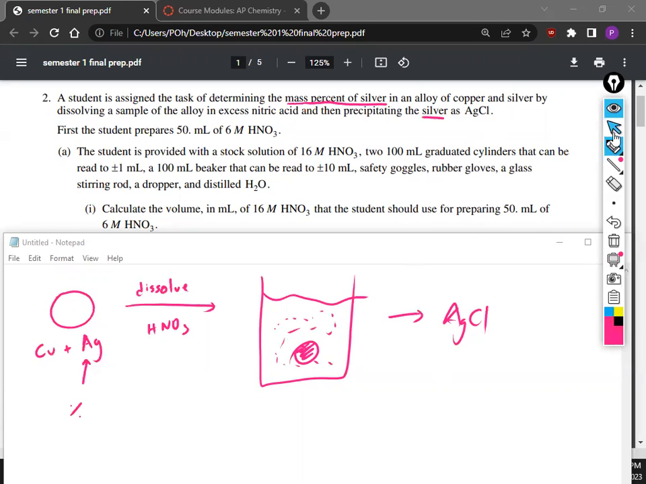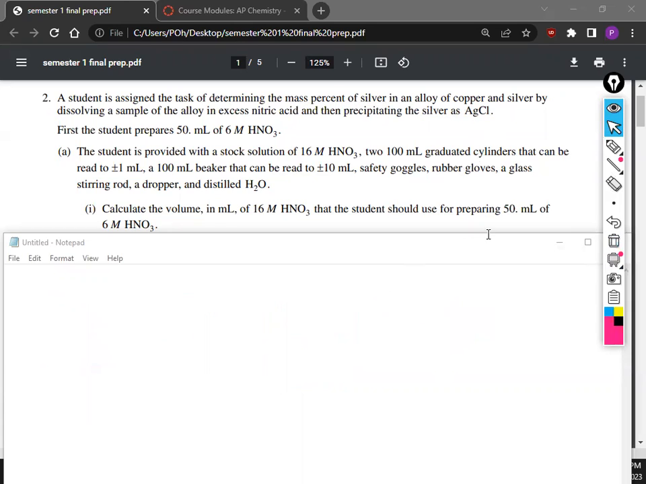Okay. So what the student has to do first is prepare 50 milliliters of a 6 molar HNO3 nitric acid solution. Now, this is where part A comes in. The student is provided with a stock solution of 16 molar nitric acid, and then you got a bunch of different equipment. First thing we want to do is calculate the volume of 16 molar nitric acid needed to prepare 50 mL of 6 molar. So you're trying to take a 16 molar nitric acid solution and turn it into a diluted or weaker solution.